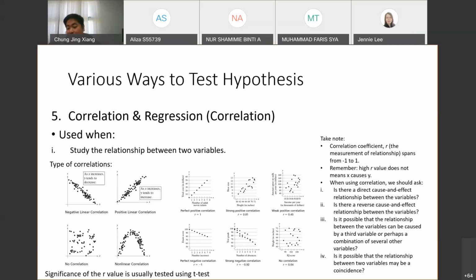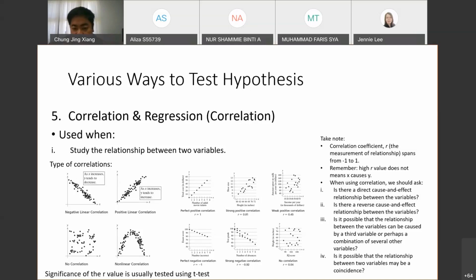And so this is non-linear correlation. It might be increasing together, then eventually when one increases, the other will decrease. Yeah, non-linear, not in a straight line. Okay, so like this. Then let's take note first. Look at this take note part first.